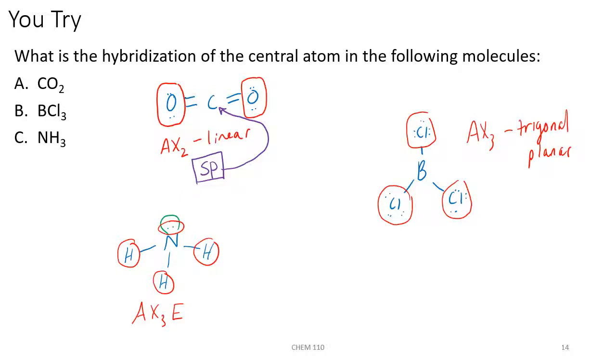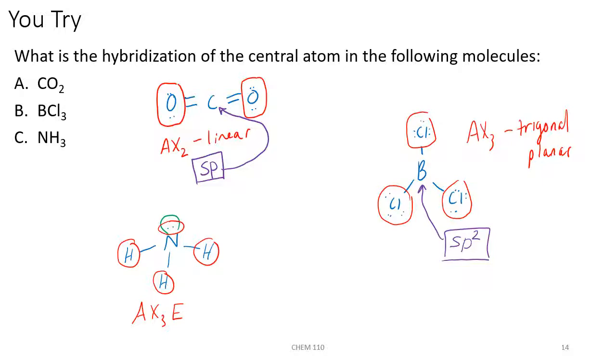And the hybrid orbitals that boron would be using, it needs 3 of them. So we're going to have to mix together 3 atomic orbitals to form 3 equal energy hybrid orbitals. So we'd throw into the mix S and then 2 P's. So the name of the hybrid orbitals are sp2. That would give us 3 sp2 hybrid orbitals.